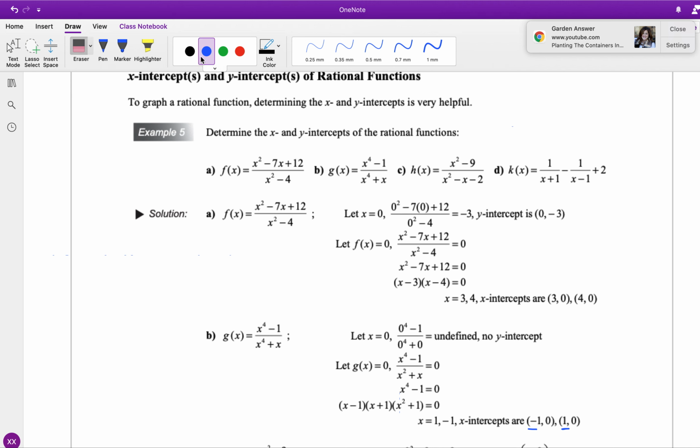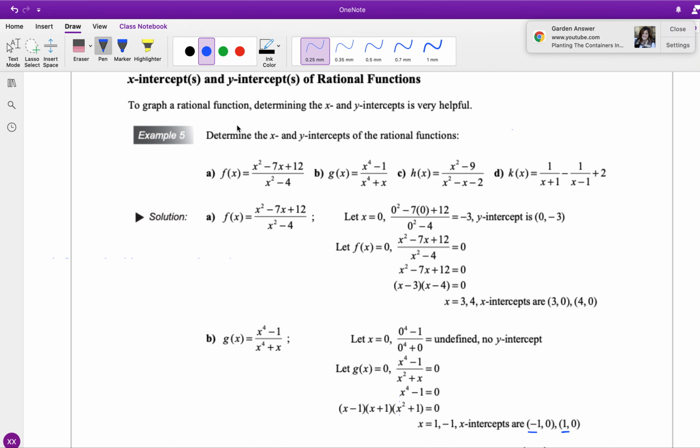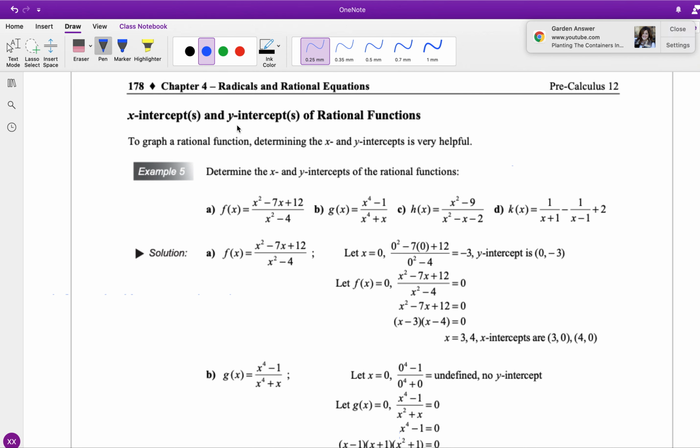Right. This is the second part of the rational functions. But this recording is the second part, but this is the third part and the fourth part in this section. So the third part, we talk about x-intercepts and y-intercepts of rational functions.